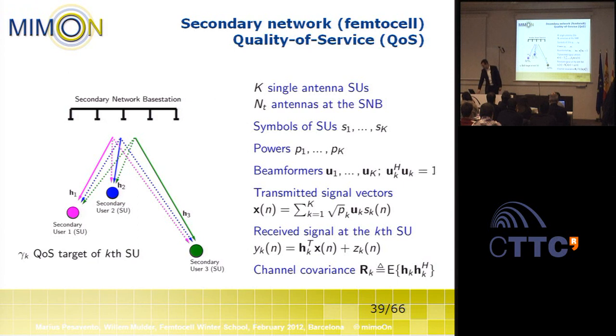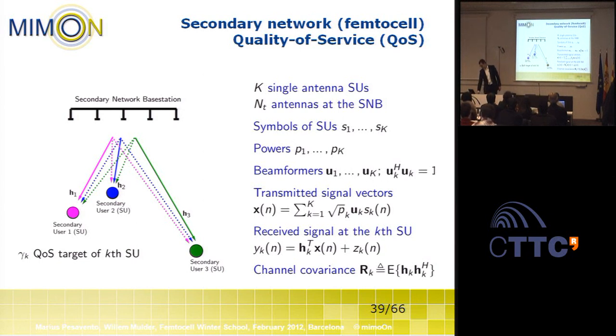So we have K single antenna receivers in this setup of the femtocell. The femtocell is equipped with NT transmit antennas. Now we are transmitting the symbols S1 to SK. I consider a single carrier system here for simplicity. What we want to do is design the beamformers, so the vector of weights applied to each of the antennas for each of the streams that we have. These are the beamformers U1 to UK, and also the powers that we allocate to each of the beamformers.